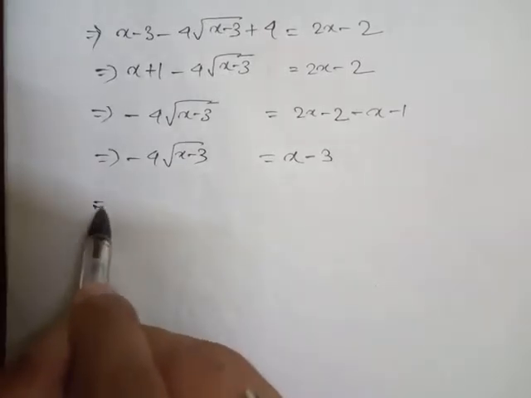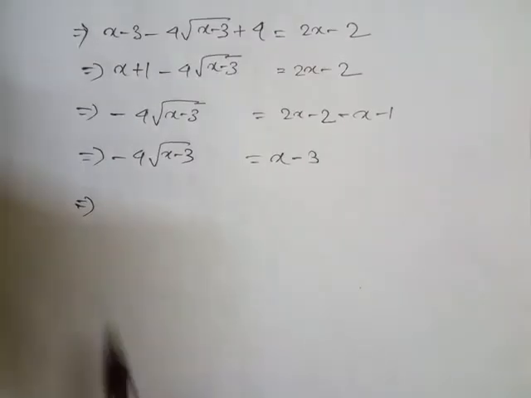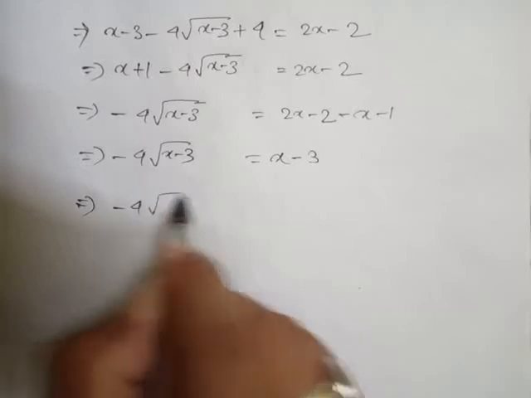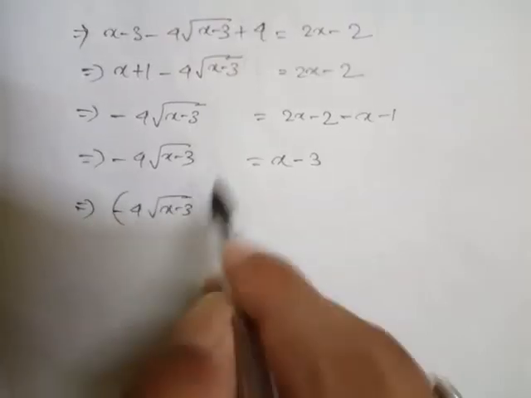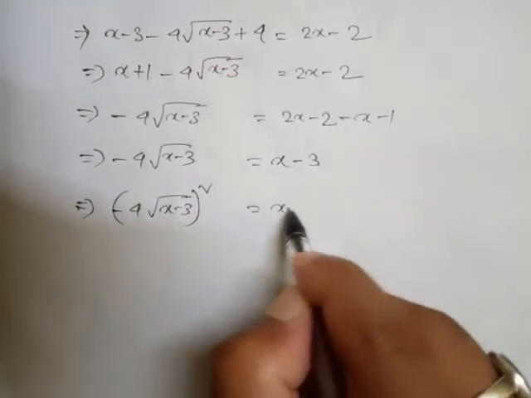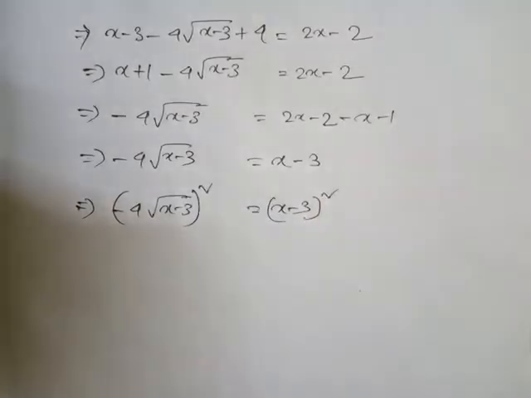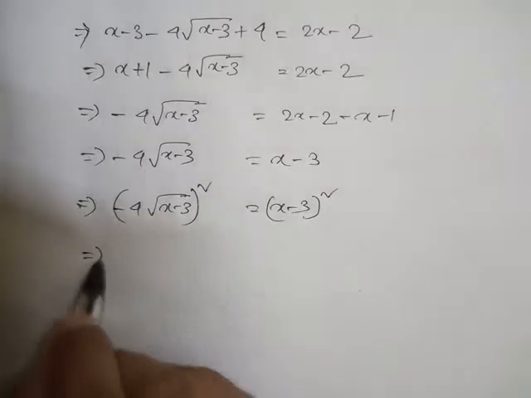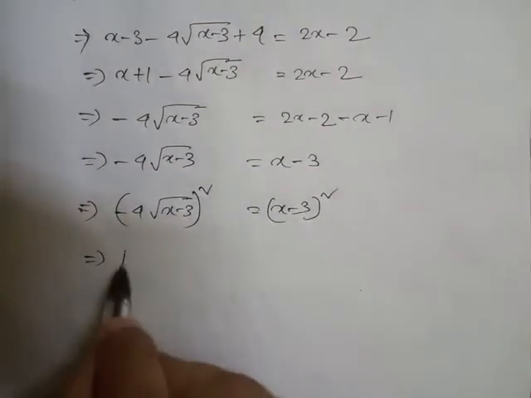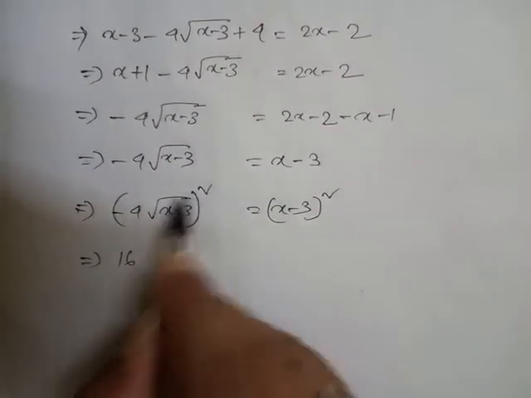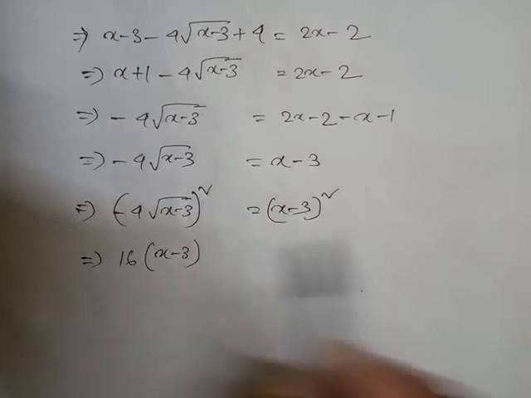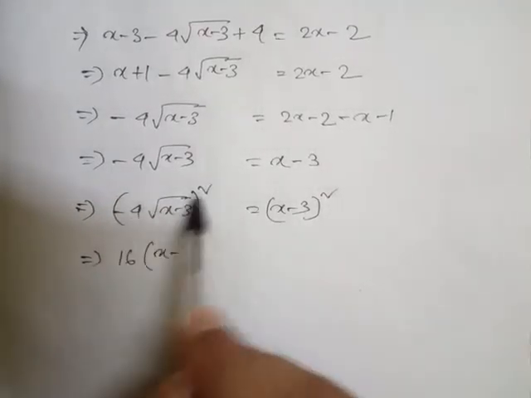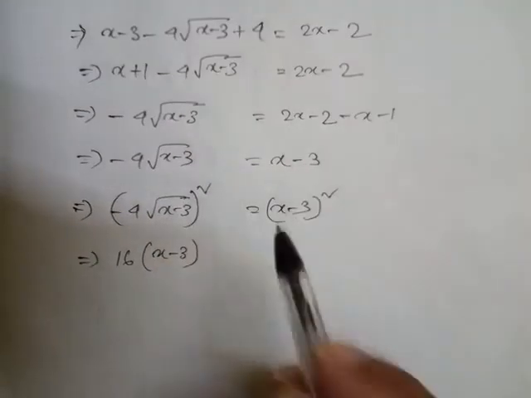So look here now, minus 4 root over x minus 3 squared on both sides, and x minus 3 squared on both sides. Now look what will happen here. Minus squared is plus, 4 squared is 16, and the square root cancels, leaving x minus 3 here.